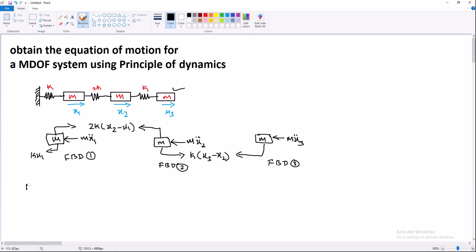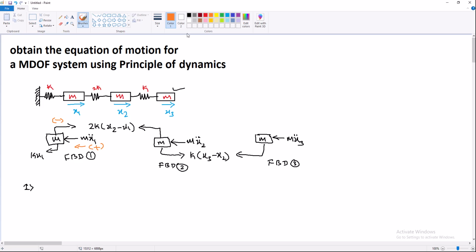Now if I write it for the first mass, I would like to recall that in this direction I take the plus sign, and in this direction I take the minus sign, just to account for the opposing or resisting forces on the mass.